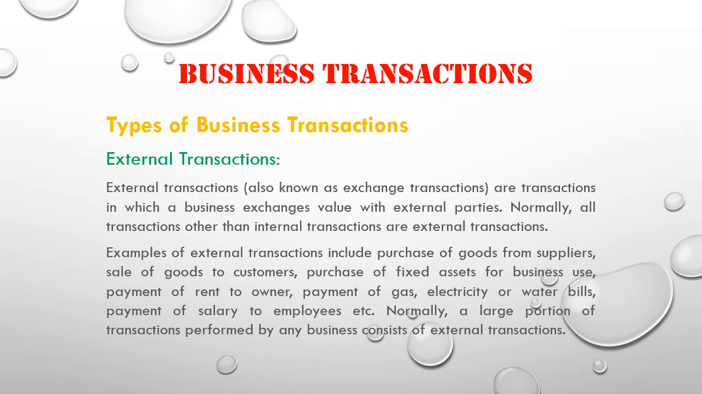Examples of the external transactions may include purchase of goods from the suppliers. इसमें external party involved है, supplier, इसलिए ये एक external transaction है. Sale of goods to the customer, customer एक external party है, इसलिए ये एक external transaction है. Payment of gas, electricity और water bills, payment of salary to the employees, इसमें हम देख रहे हैं कि एक एक्सटर्नल पार्टी साथ में इन्वॉल्व है, इसलिए ऐसी तमाम ट्रांजैक्शन जिसमें कोई एक्सचेंज ऑफ गुड्स और सर्विसेज हो किसी भी एक्सटर्नल पार्टी के साथ, तो उसको हम एक्सटर्नल ट्रांजैक्शन कंसिडर करते हैं.